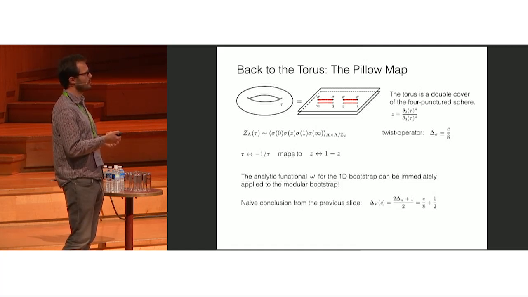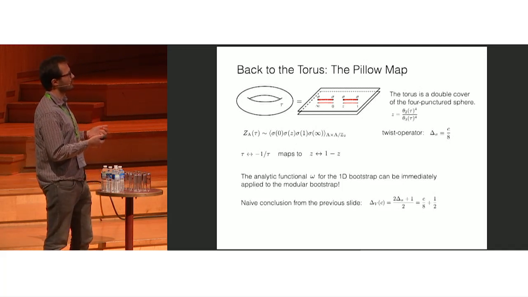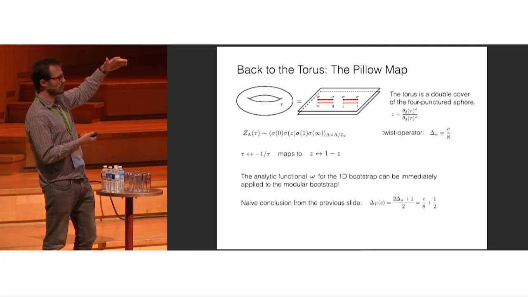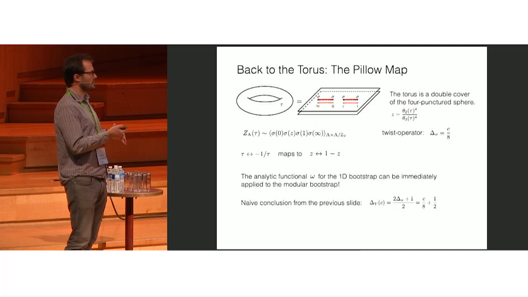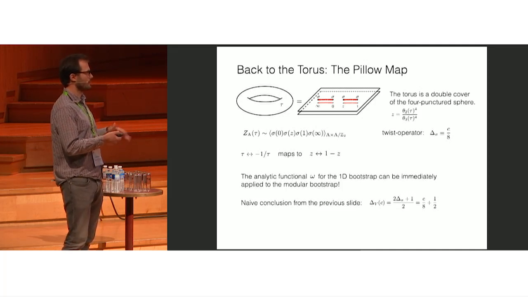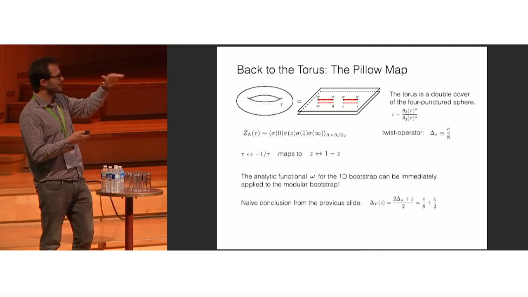So 2 delta sigma plus 1 is the bound for the four-point function on the line. And the over 2 comes from the fact that we have a Z2 symmetric product orbifold, so we need to divide by 2, which would be C over 8 plus a half. So this is what we want to prove.